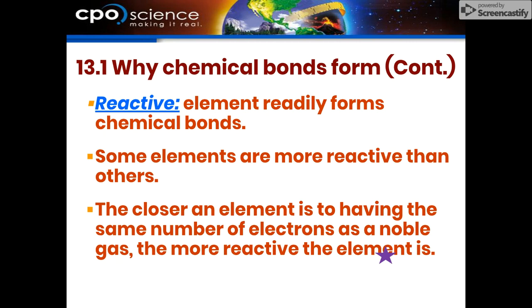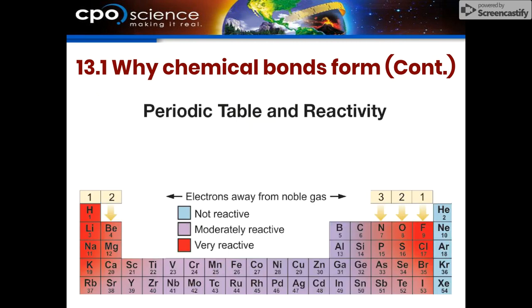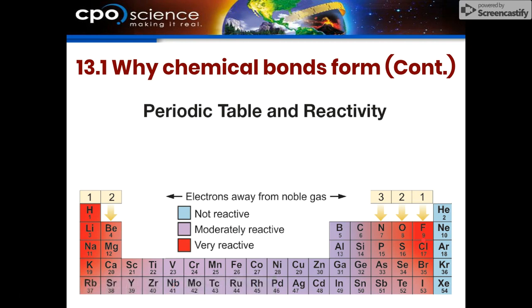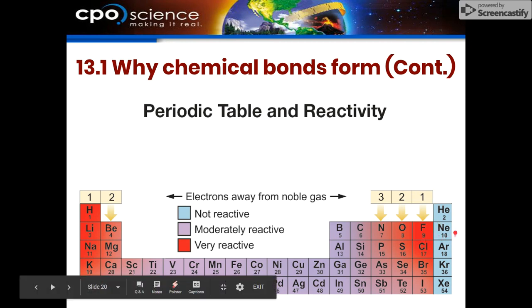Now, why chemical bonds form? Okay, some elements are super reactive. Reactive means that they readily form chemical bonds. Some elements are more reactive than others. We're going to take a look at that. Here's the idea behind it, is that elements want to be like noble gases. Fluorine has 9 electrons. See, 9 protons, so it has 9 electrons. But 9 electrons is not a full outer shell. It wants to be like a noble gas.